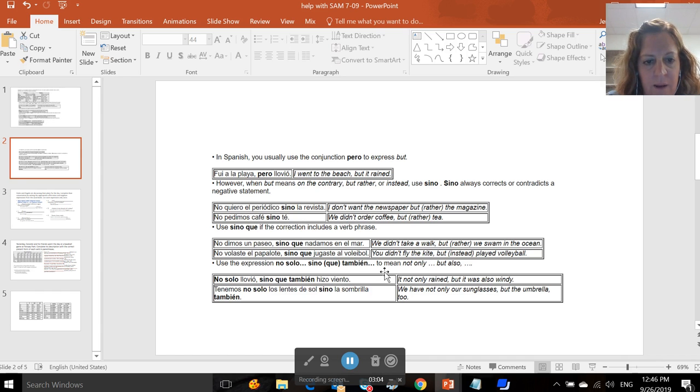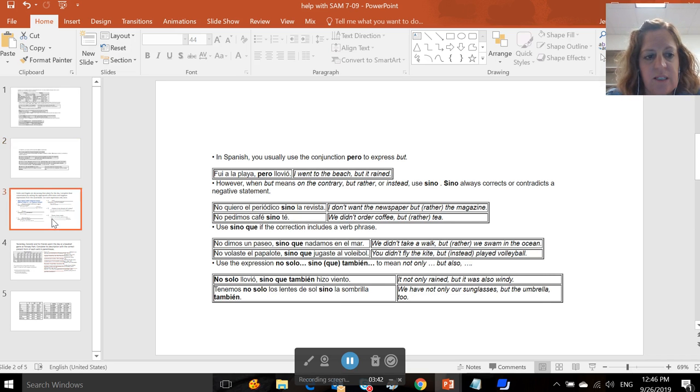And then you use sino que if the correction includes a verb phrase. So if you have a complete sentence, comma, and then a complete sentence behind it, joined together by that comma, because whenever you have a comma, you could actually separate them out into two sentences. If you have that situation occurring and it's negative, you're going to use sino que. And then use the expression no solo to mean not only, so no solo llovió, sino que también hizo viento. So it not only rained, but it also was windy.